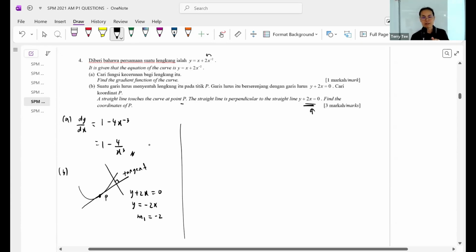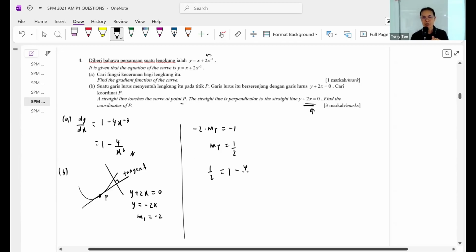Okay. Now then we find gradient of tangent. m1 times m2. m2 is your tangent. The result is -1. So what's your tangent now? Your tangent is half. Remember, what is dy dx? dy dx is gradient function before you substitute the x value. The moment you substitute the x value, you're getting what? You're getting gradient of tangent. Yeah, tangent is a line that touches the curve at one point. So my dy dx is now half.